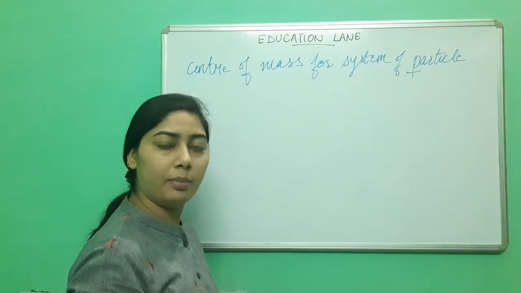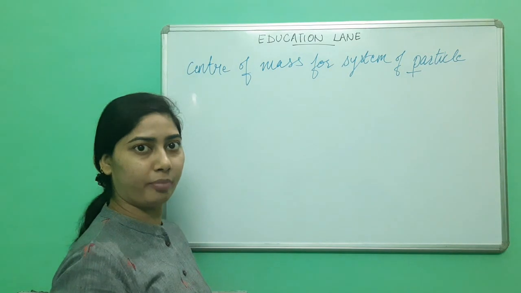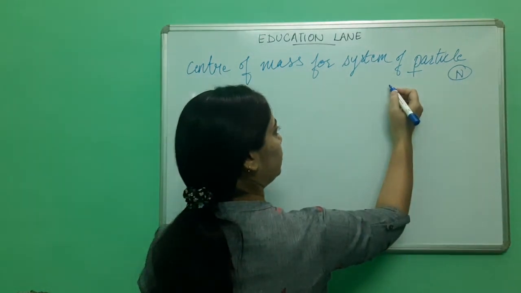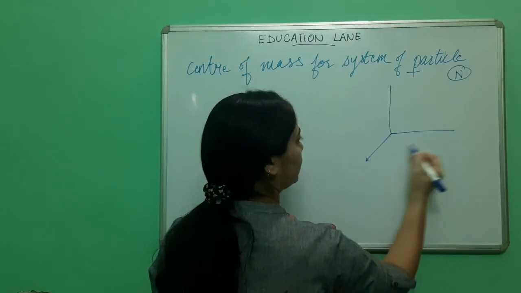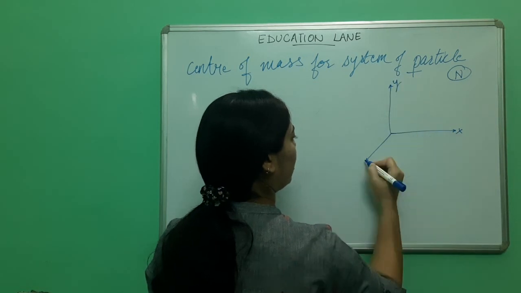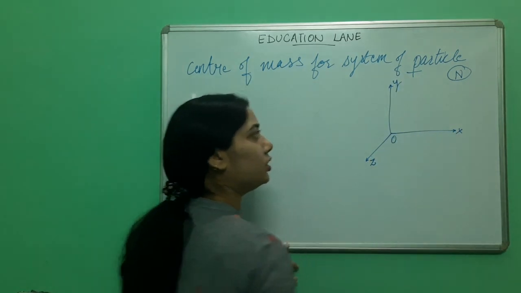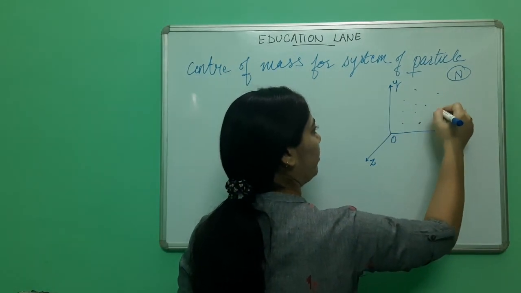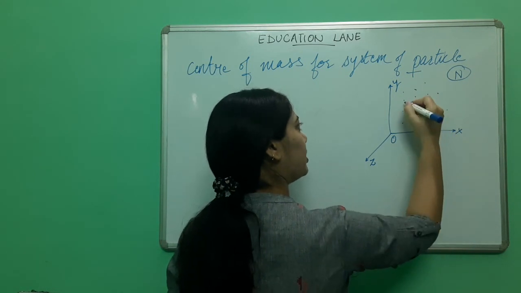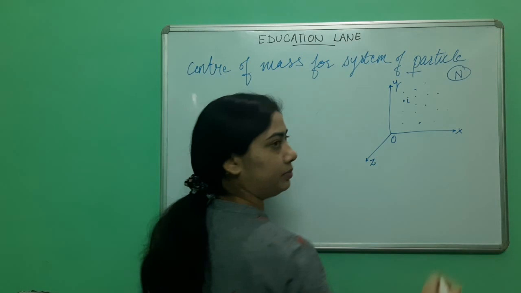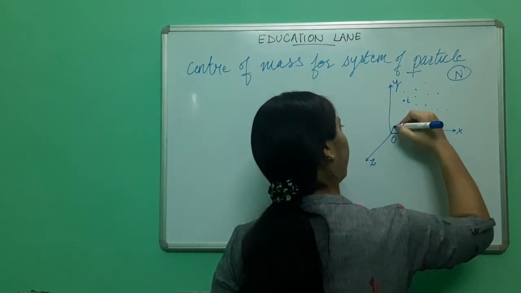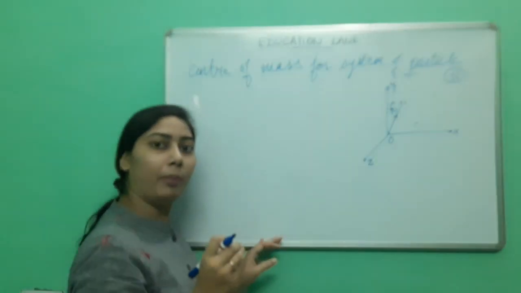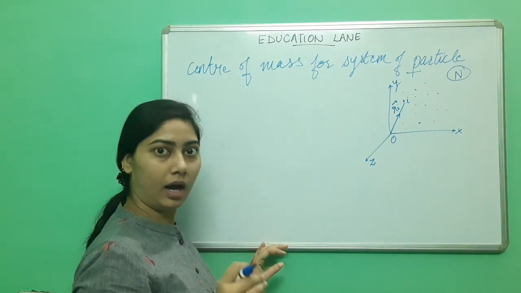Let us consider that my system consists of n number of particles, capital N number of particles. This is my system in Cartesian coordinates x, y and z. This is my origin O. Now there will be a lot of particles, there will be n particles. So let us consider the ith particle. The position vector of the ith particle would be Ri. I am denoting my position vector of the ith particle with Ri vector.